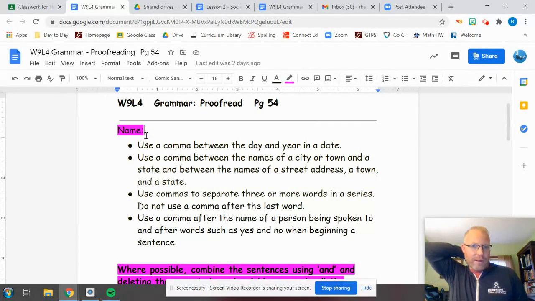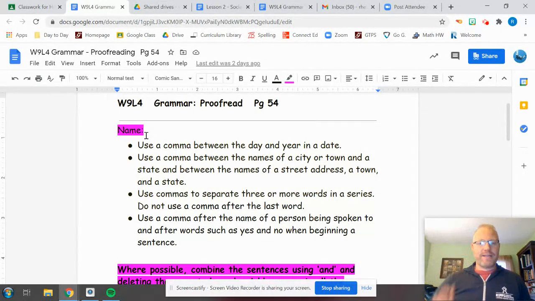Use commas to separate 3 or more words in a series. Do not use a comma after the last word. So it would be like, I like to eat hot dogs, comma, cheeseburgers, comma, spaghetti, and fruit roll-ups. Weird combination, but those are all yummy. So that would be your commas in a list.